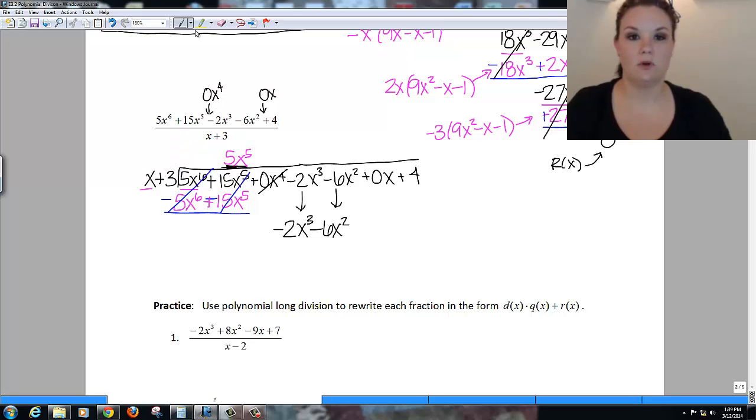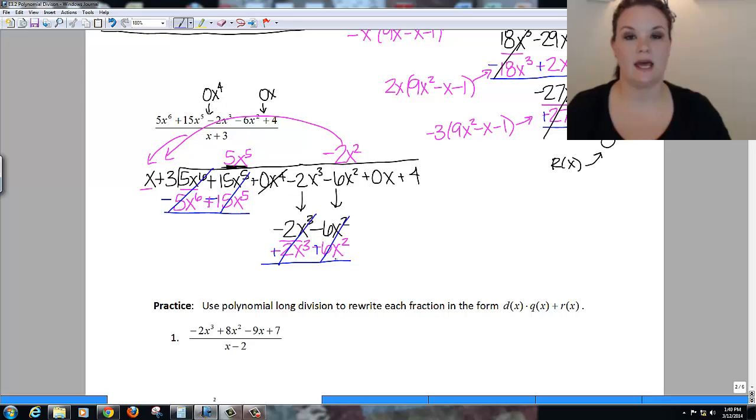So what do I need to multiply my x term by to make it look like negative 2x cubed? I need to multiply by negative 2x squared. So now I'm going to distribute this negative 2x squared times each of these and write it below here. So negative 2x squared times x is negative 2x cubed. Negative 2x squared times 3 is negative 6x squared. And then I draw my line, change my signs, and notice the same thing happens again.